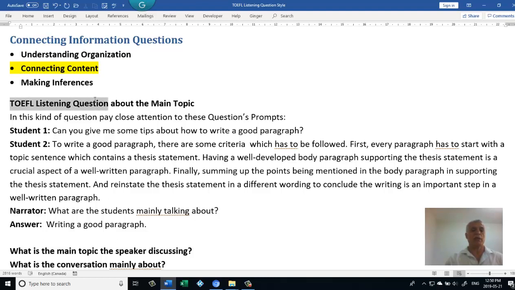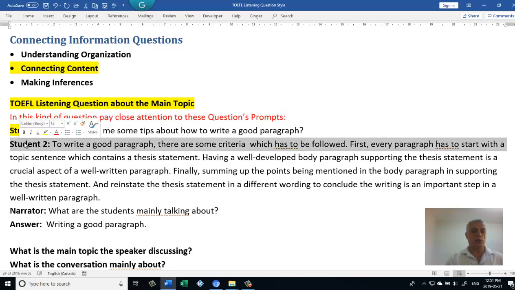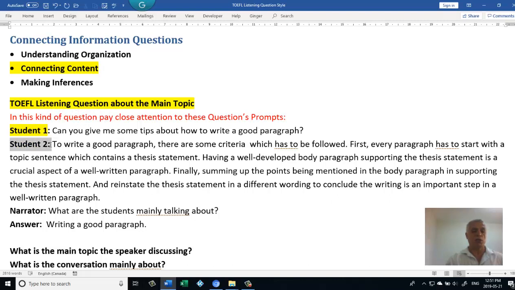For example, a TOEFL listening question about the main topic is going to be like this. With this kind of question, pay close attention to the question prompts. We have to know the type of the question. For example, we have two students, student 1 and student 2. There is a conversation between the two talking about a subject. For example, let's say student 1 is asking a favor or asking a question of his friend. Can you give me some tips about how to write a good paragraph? Okay, now we know the subject is how to write a good paragraph.